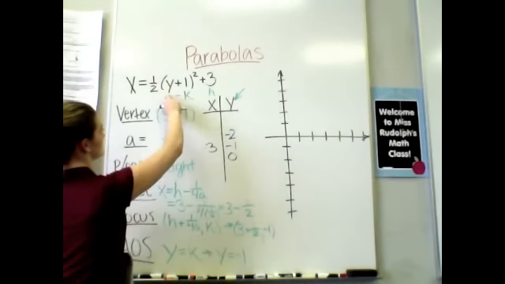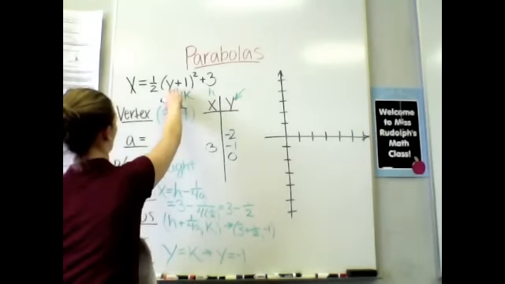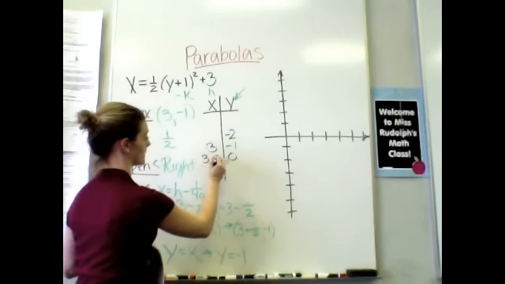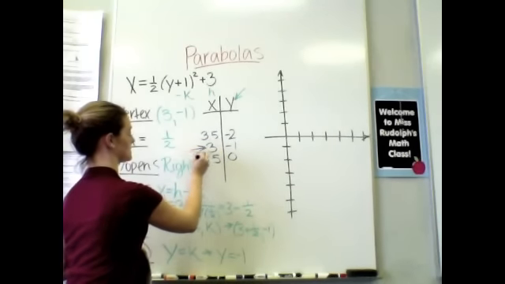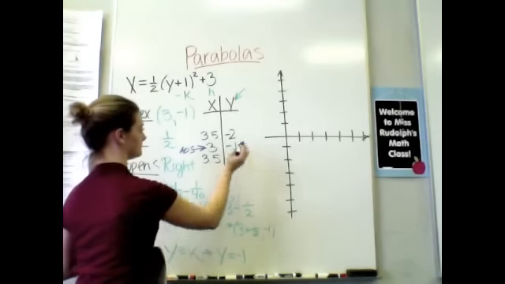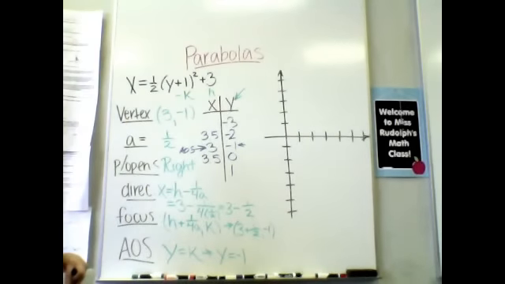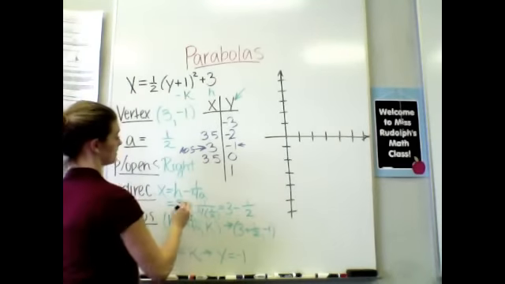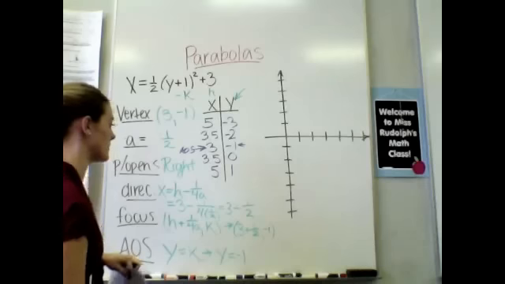Plugging in 0. 0 plus 1 is 1. 1 squared is 1. 1 times 1 half is just 1 half plus 3, so it's approximately 3.5. Negative 2 will be the same because this is my axis of symmetry. Now, let's go up again. Plugging in 1. 1 plus 1 is 2. 2 squared is 4. 4 divided by 2 is 2, plus 3 is 5. It'll also be the same for negative 3.